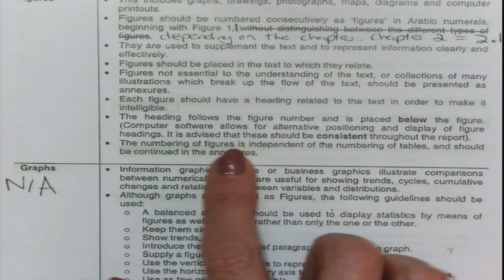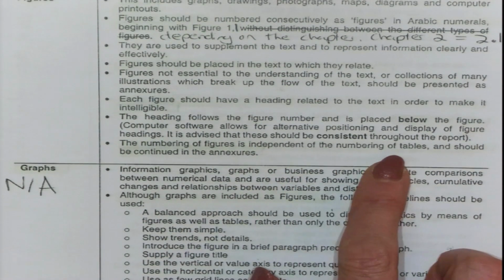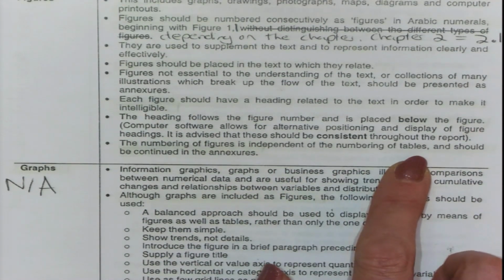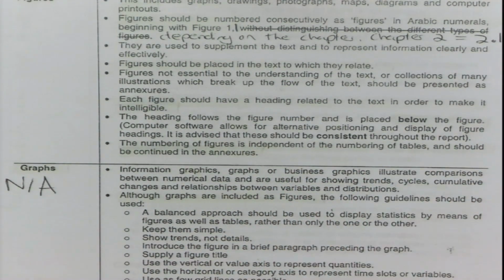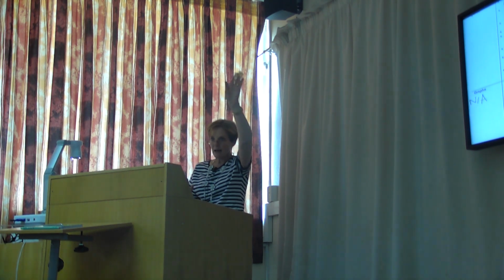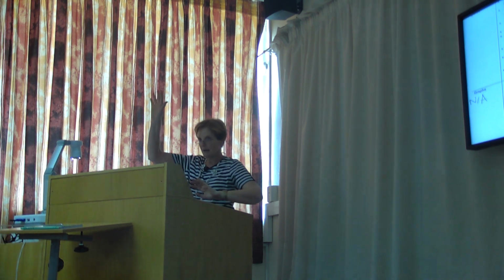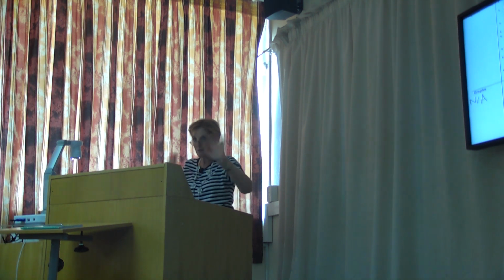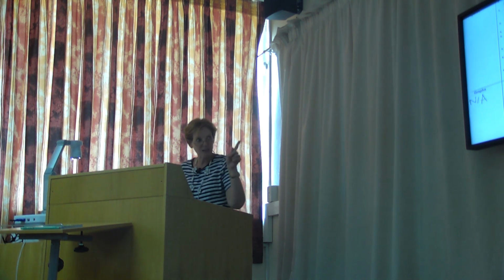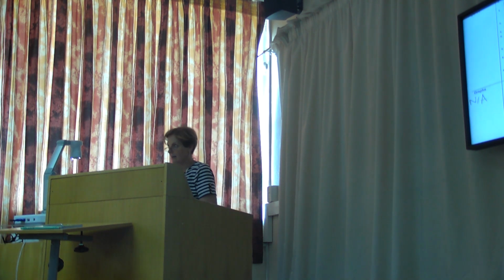Right. The numbering of figures is independent from the numbering of tables. So, don't confuse. Tables, you number table 1, table 2, table 3. Figures is figure 1, figure 2. They're two different things. Okay. Don't mix them. That is what that sentence means. Okay. A table is not a figure.